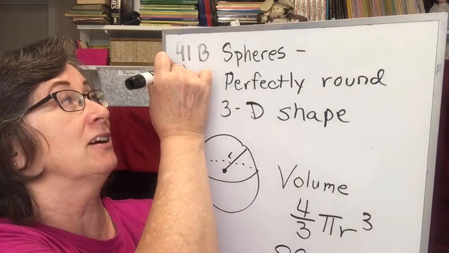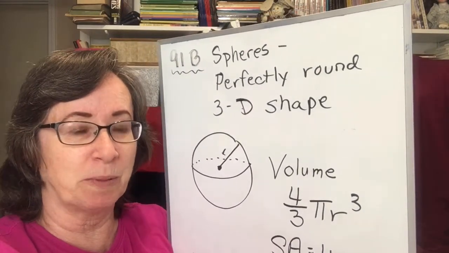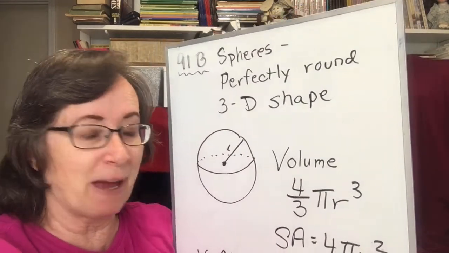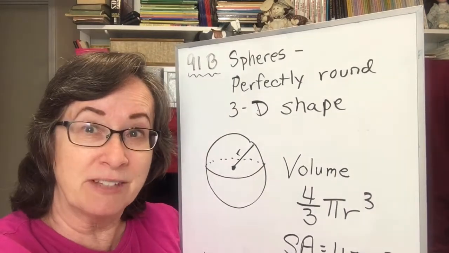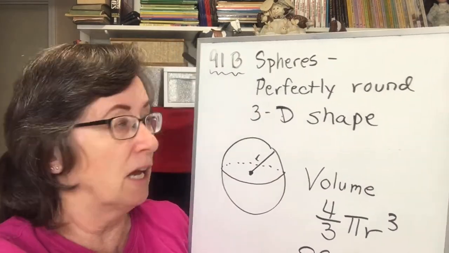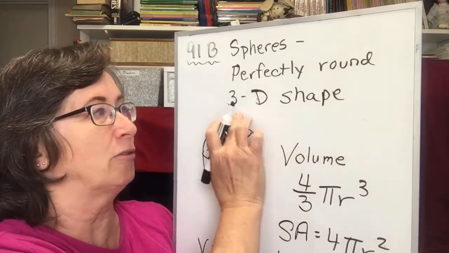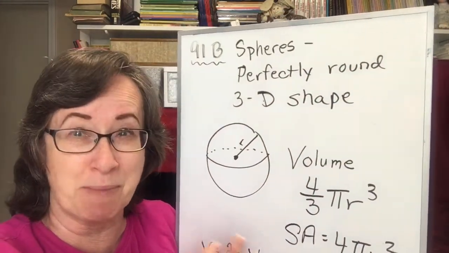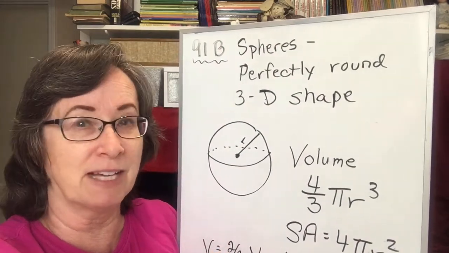And we are here doing 91B in your Saxon Orange Book, and we're talking about spheres. And we'll talk about the volume of a sphere and the surface area of a sphere. Now, a sphere is a perfectly round 3D shape. Think basketball. A basketball is a great example of a sphere.